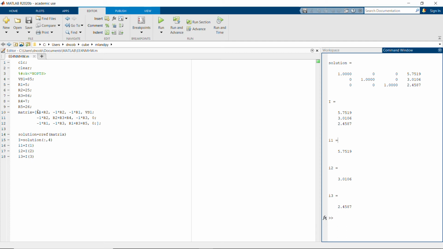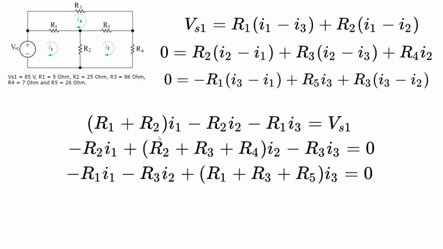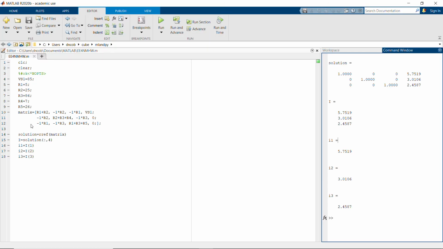Put all of them in here, and here we come to our matrix, which is exactly like it should be right here, symbolically put in. But once again, if you want to, you could just put 30 here. You could do all the math on your paper and then put 30 here, put negative 5 here, negative 25 here, 85. It's completely up to you which way you want to do it.